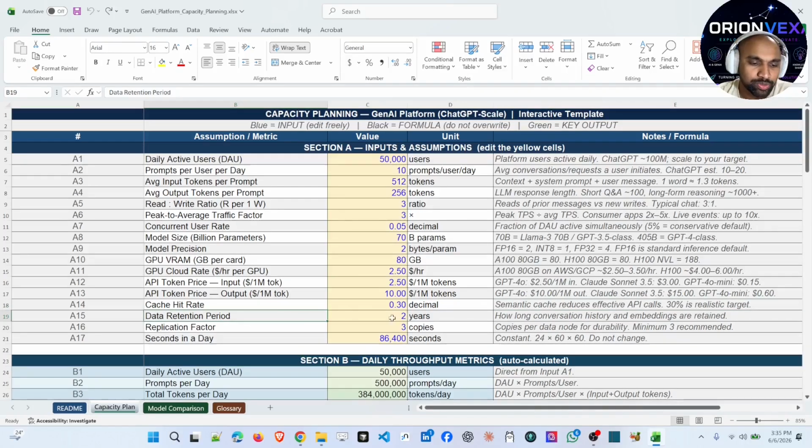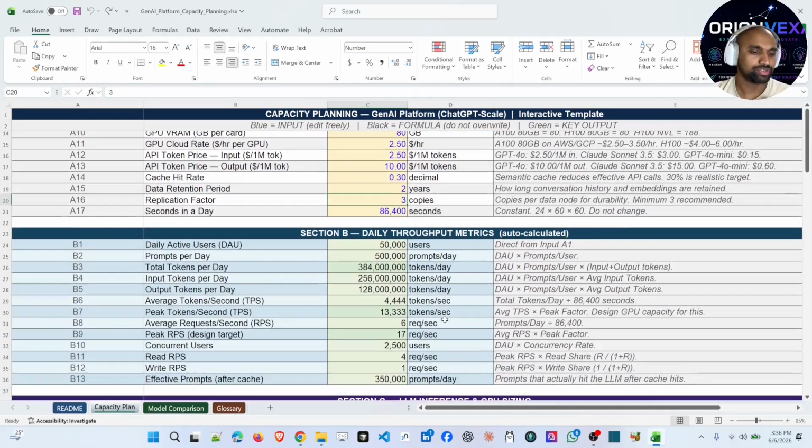Data retention period is 2 years. We are considering keeping the user data, their queries, and metadata for 2 years. After that, the data and metadata will be removed. That is how long the conversation history and embeddings are retained. Replication factor, we are considering 3 times for redundancy. And seconds per day is 86,400, which is not going to change.